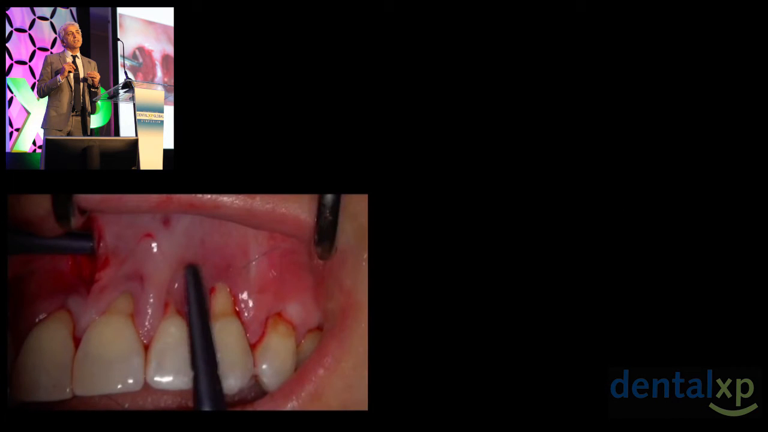The next step is the suturing. Sutures are placed, monofilament sutures are placed. But basically horizontally around the gingival margin.